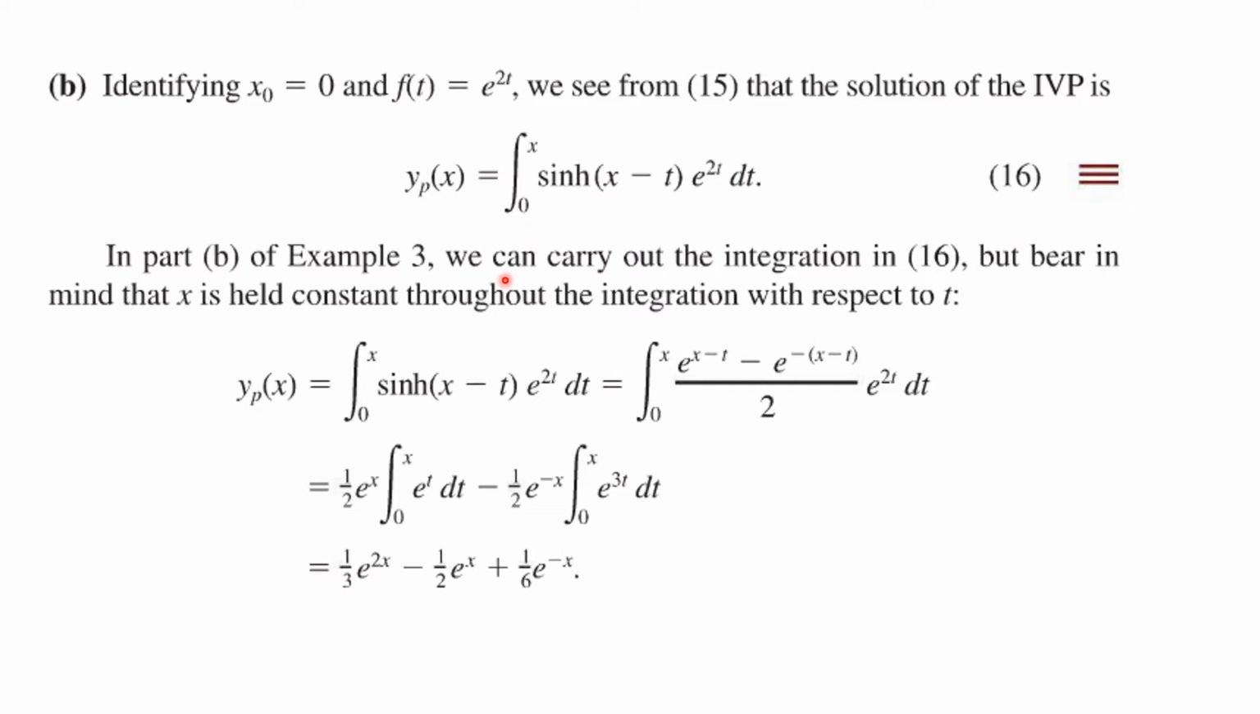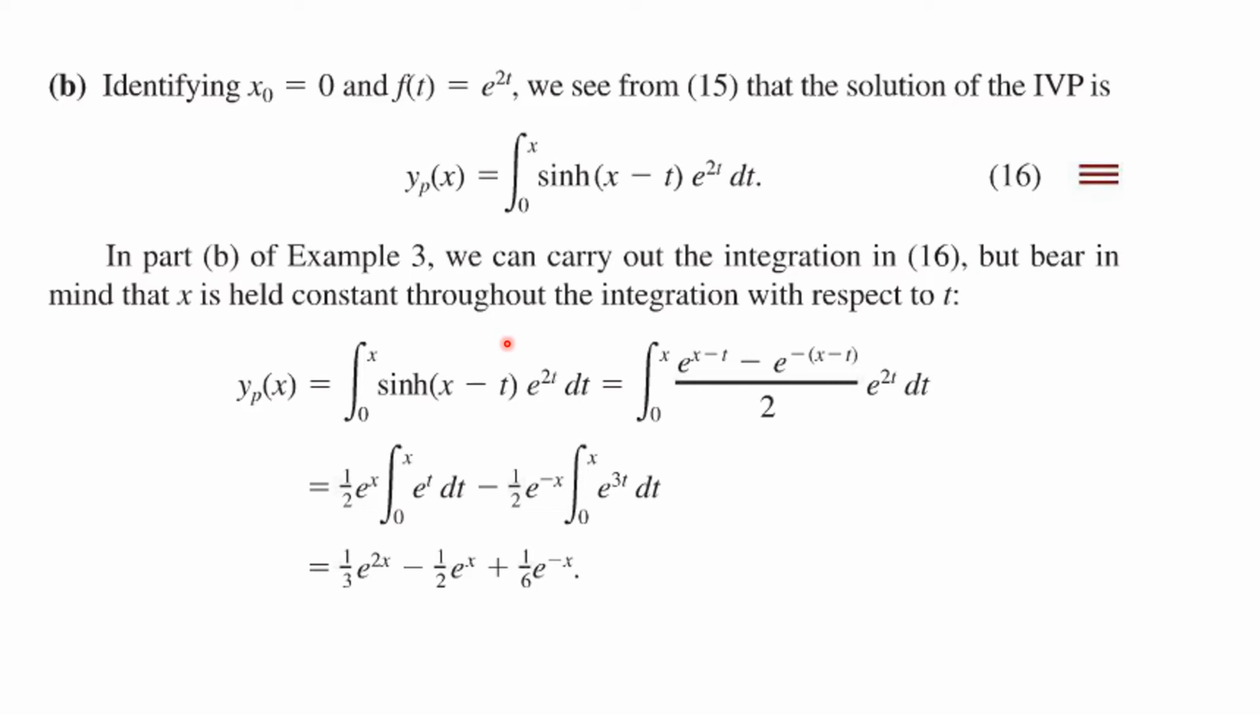Well, f of t in this case is e to the 2t, and we found that y sub p was this, the integral from 0 to x of the hyperbolic sine of x minus t times e to the 2t dt. Now, if we were just talking about a math solution, we might stop there, but we're engineers in training, and engineers have to get answers to the problem. And so we're going to have to finish the integration.